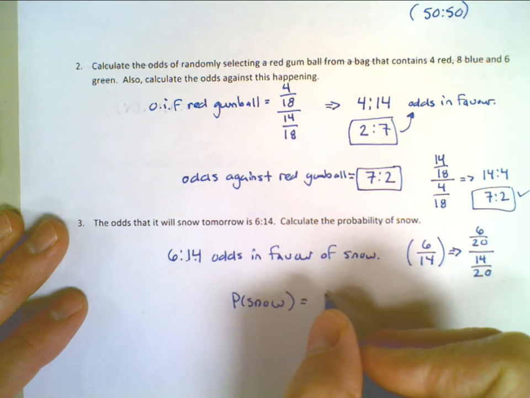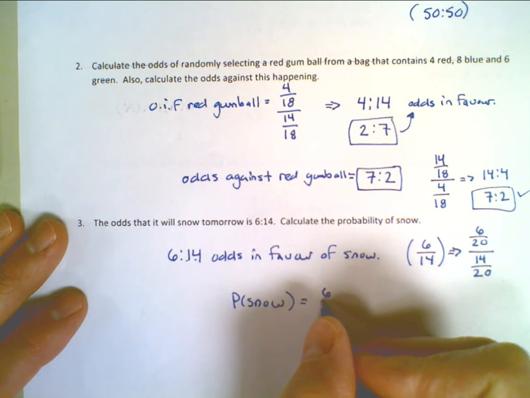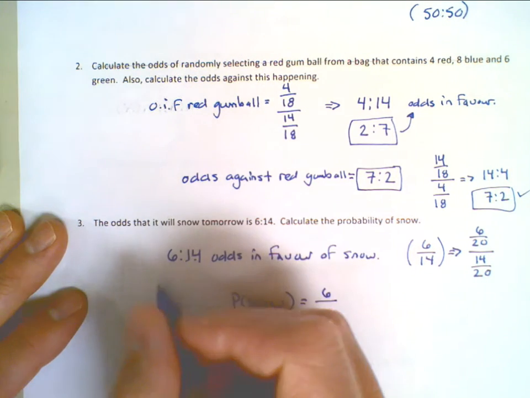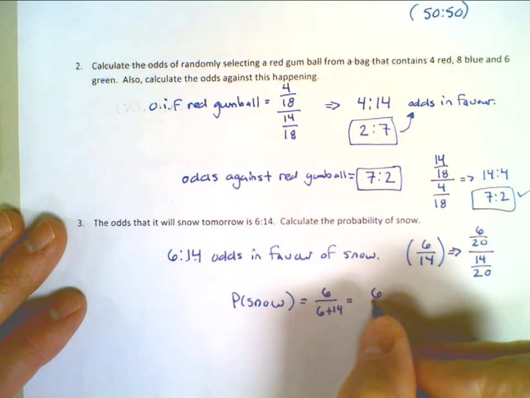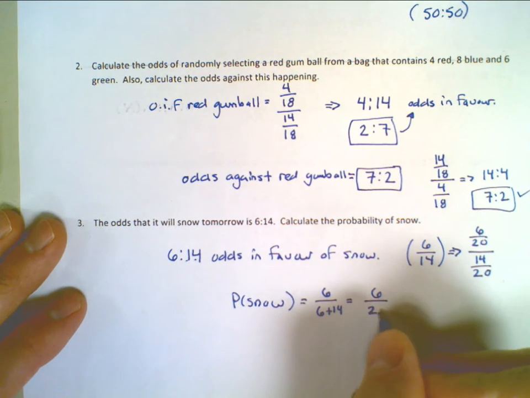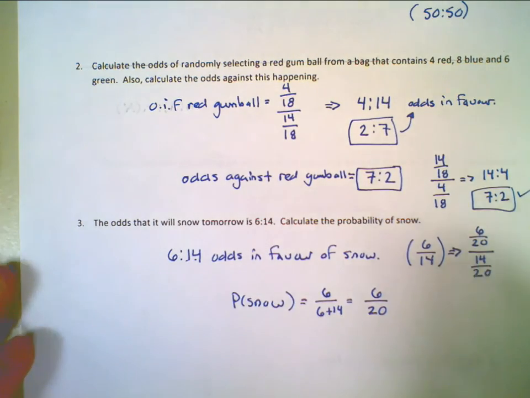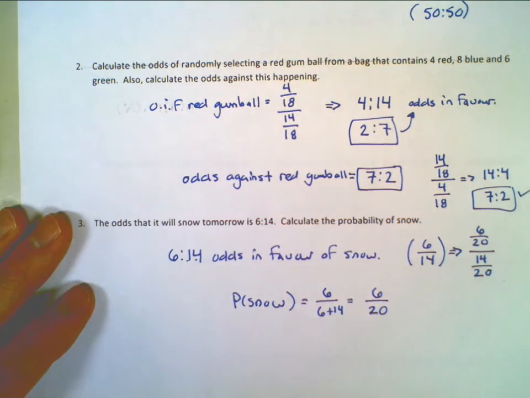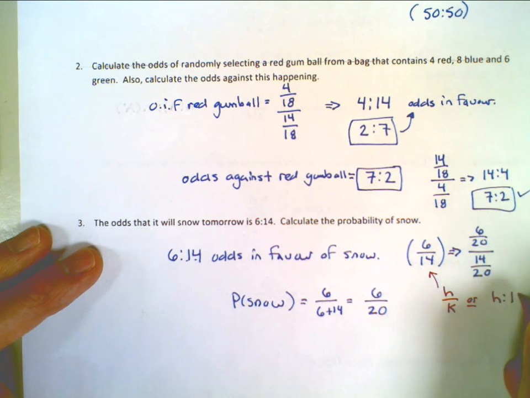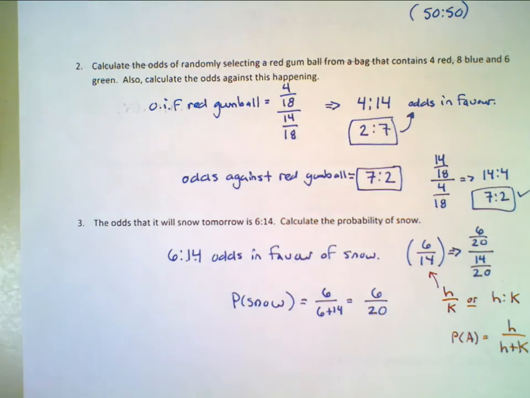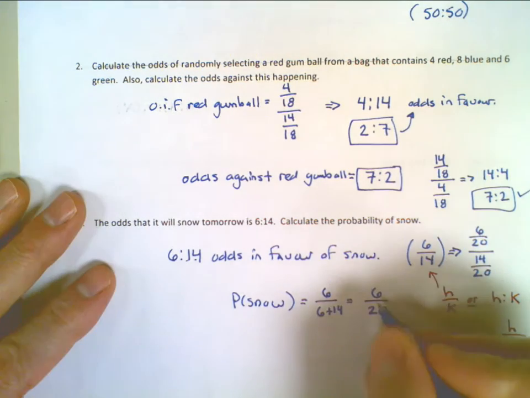So the probability of snow is simply going to be 6 over 6 plus 14, which is 6 over 20. Now, if you were using that formula, you would have recognized that 6 to 14, this is the h over k, or the way we write it is h to k odds. So the probability that an event happens is h over h plus k. And that's what we did to solve to get 6 over 20.